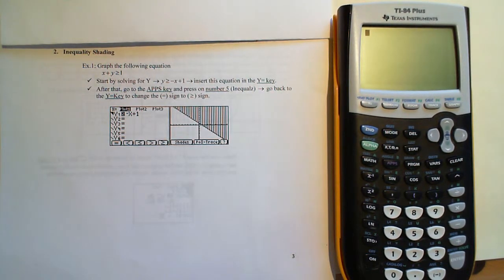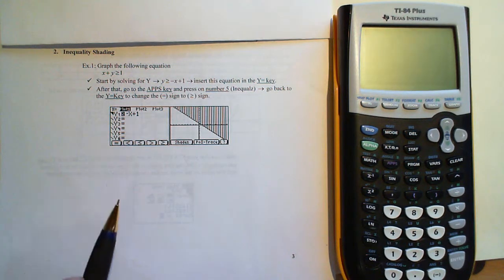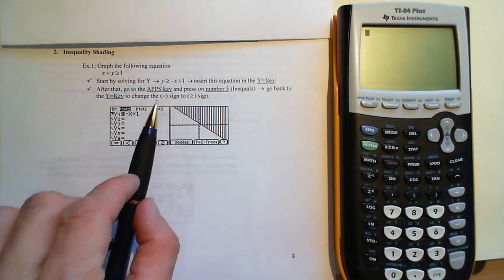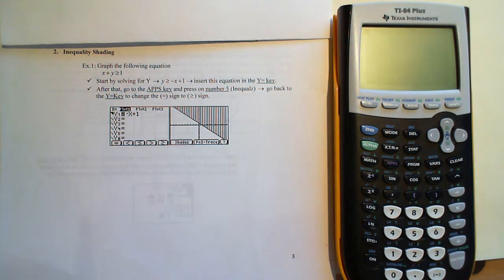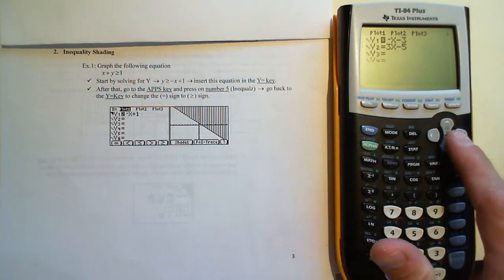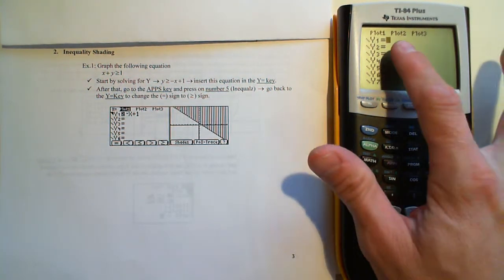Inequality shading. For this example, we're going to shade the solution of the inequality x plus y is greater than or equal to 1. What you first need to do is solve for y. When you solve for y, the inequality reads y is greater than or equal to negative x plus 1. We're going to insert this into our calculator and press the Y screen.